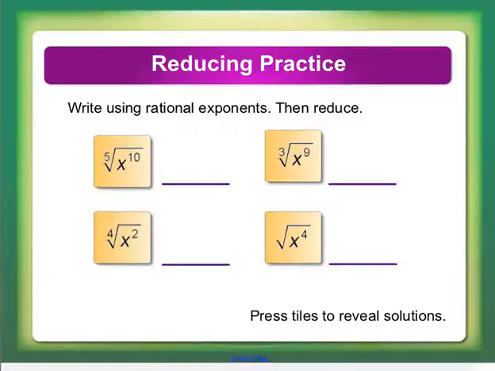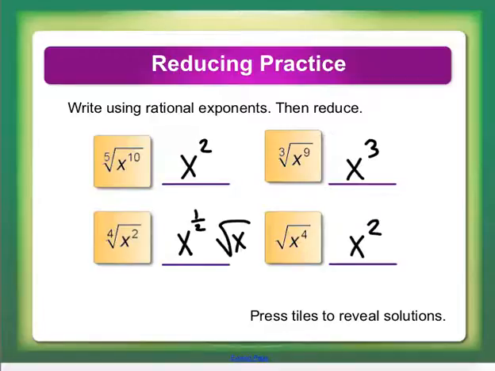Okay, keep going, and we can say we have x to the 10 over 5, or x squared, x to the 9 over 3, or x cubed, x to the 2 over 4, which is x to the 1/2, or we could say it as well as the square root of x. And lastly, x to the 4 over 2 is x squared. Okay?